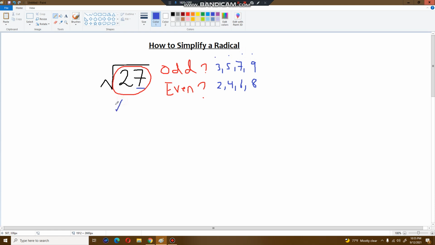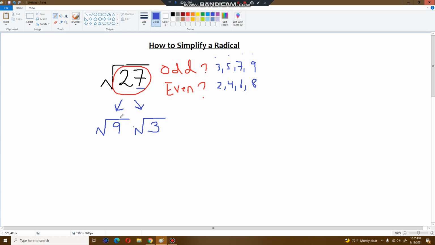So let me break this down into two factors. I know that 9 multiplied by 3 will give me 27. You see that? These are called factors. 9 times 3 gives me 27.